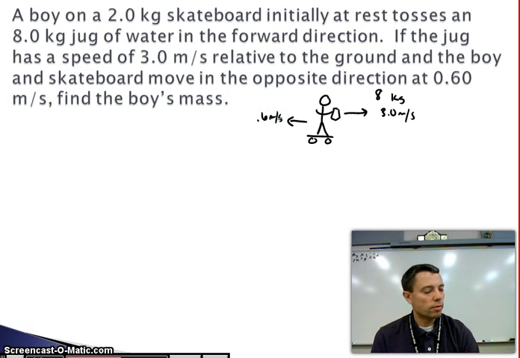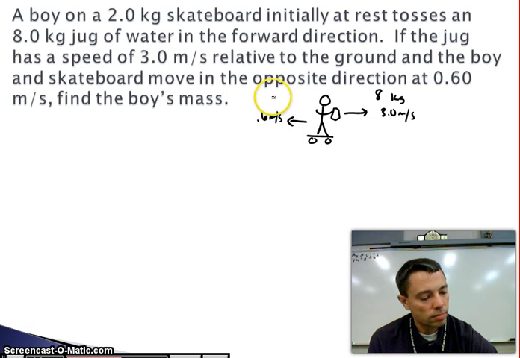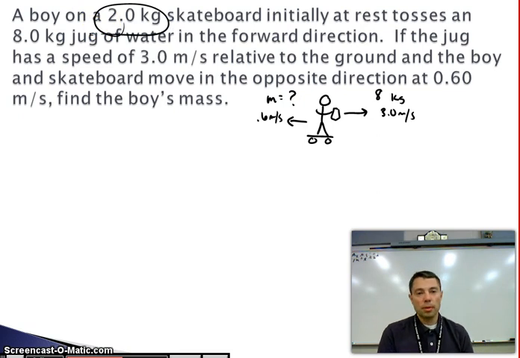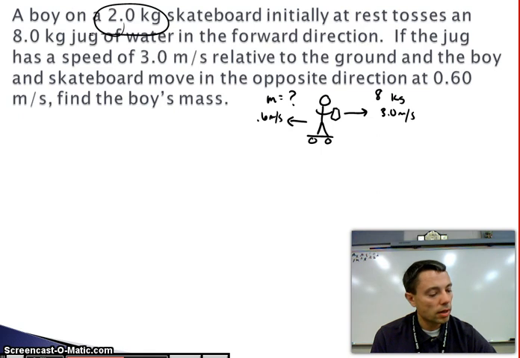And what are we looking for? Find the boy's mass. Mass unknown. Now, it's the mass of the boy that's unknown, not the mass of the skateboard, because they did tell us the mass of the skateboard. So what I'm going to do is treat this just like the last problem, only I'm going to solve for a mass instead of solving for a velocity. And then after I get that mass, I'm going to subtract the mass of the skateboard.